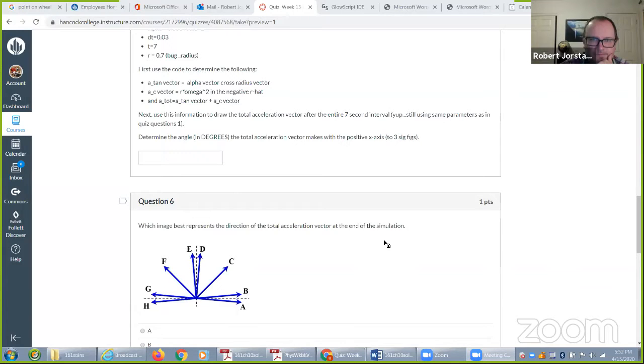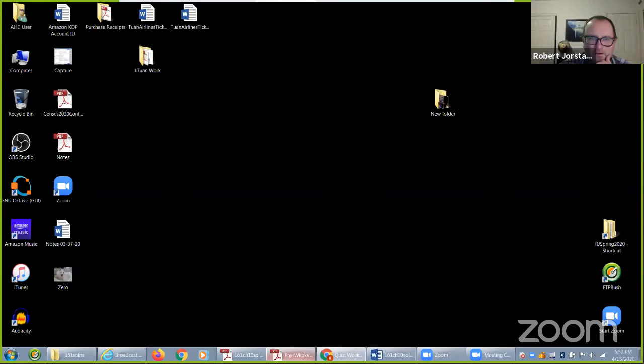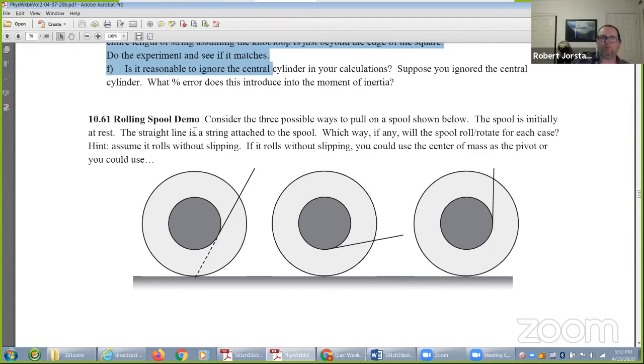Page 79. Let's get that rocking. Whoops, not that. This one. Okay, this is a classic. The whole point of this one is to do a demo.